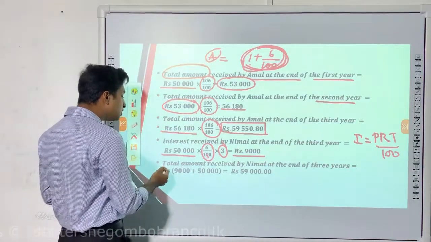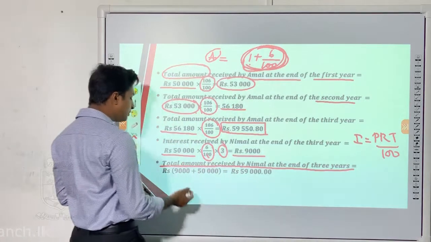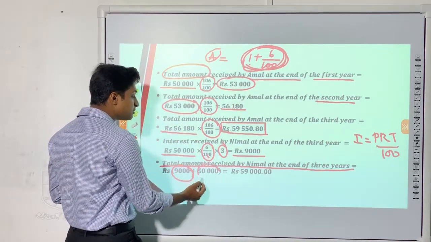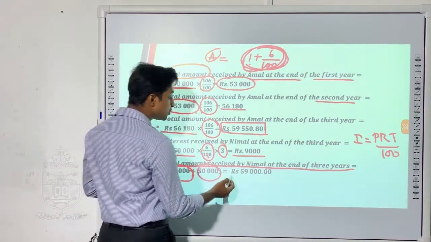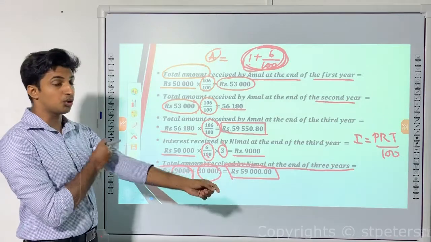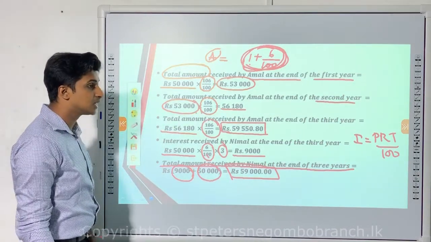Then the total amount received by Nimal at the end of 3 years is going to be, okay, so he had 9,000 as interest, his principal amount was 50,000, so he has a total of 59,000 by the end of the third year.